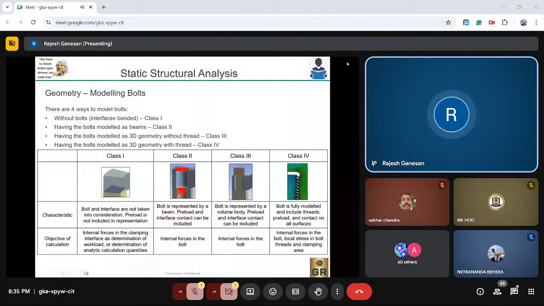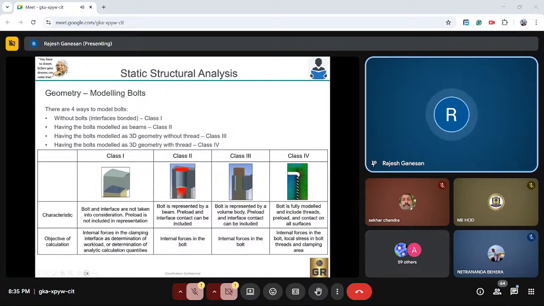This is actually a global standard also. Characteristic-wise, in class 1, bolt and interface are not taken into consideration, so preload is not included in the representation. Here in the representation preload is not shown, but preload is still applicable, though not taken into consideration. In class 2, once again, the bolt is represented by a beam. Preload and interface contact can be included. Here the red color shows that this contact is there, so internal force is acting in this area, which is what they are trying to say here.